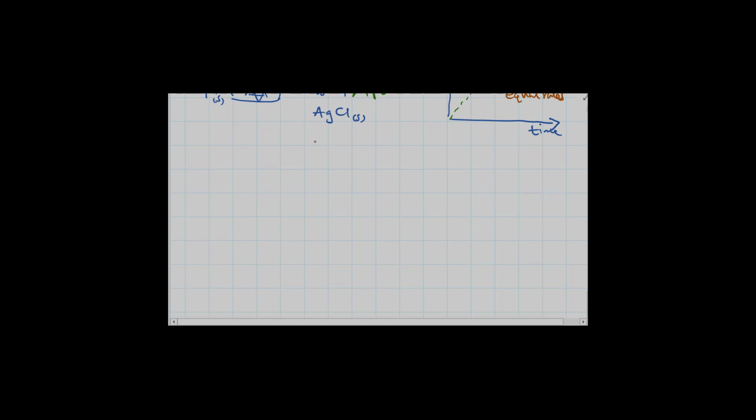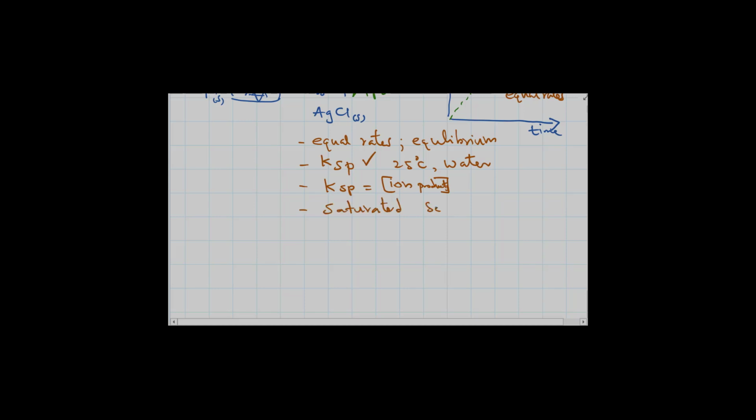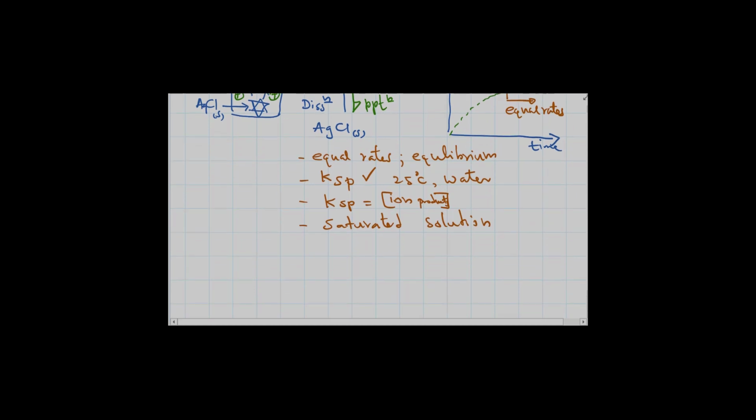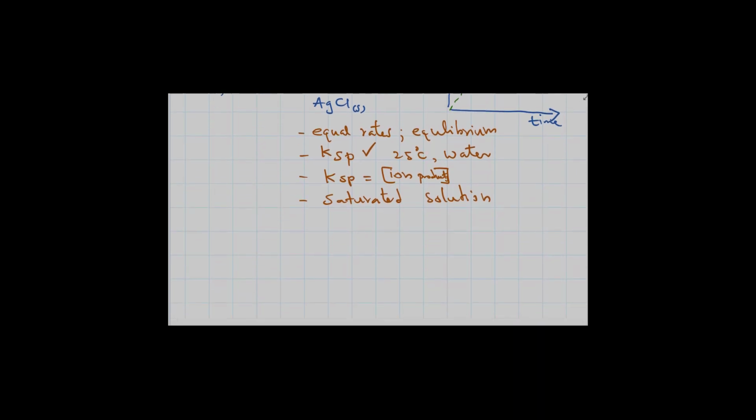This equilibrium is special. Normally we're talking about the equilibrium happening at 25 degrees in water. We call it Ksp for a salt, in water at 25 degrees. It's important, because that's the only thing you're going to be doing math for. The Ksp is equal to the ion products. Normally it comes from products over reactants, but here it's the ion products. This is also what we call a saturated solution. So equal rates, Ksp and the saturated solution are the same idea, right?